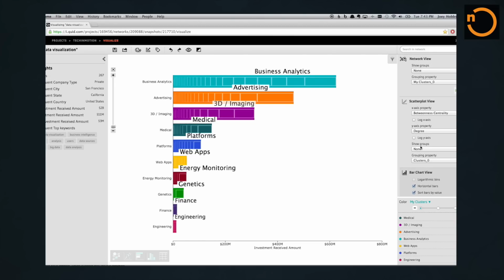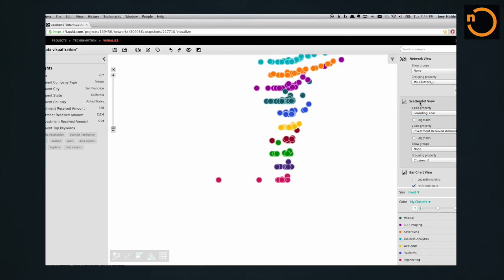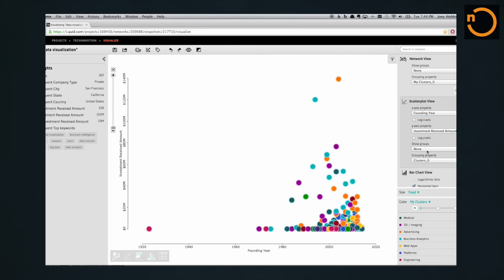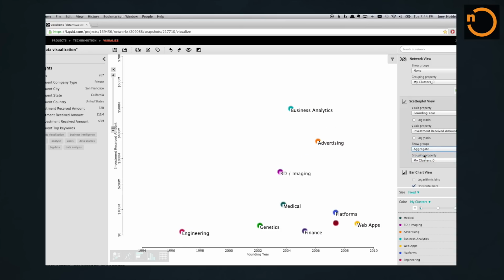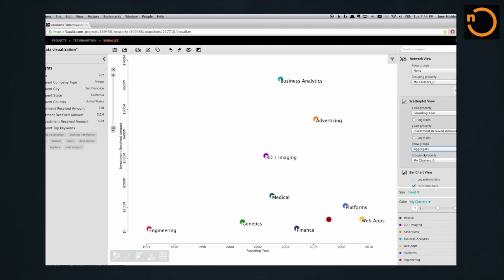You can also do a scatterplot view. So I'm going to do a similar analysis on the investment received amount in the scatterplot. And I'm actually going to merge the companies to represent their communities. So here we can see averages over the communities, the average founding year on the x-axis, and the average investment amount on the y-axis. And you get a sense of which parts of the visualization landscape are new and which ones are receiving a lot of investment.